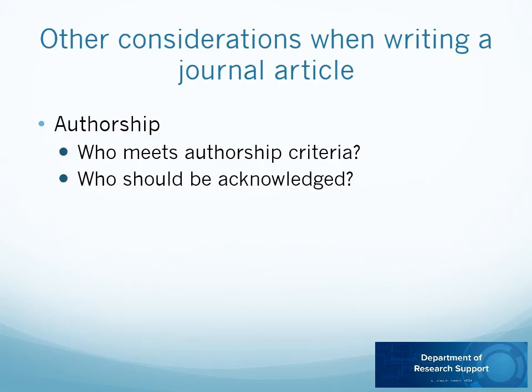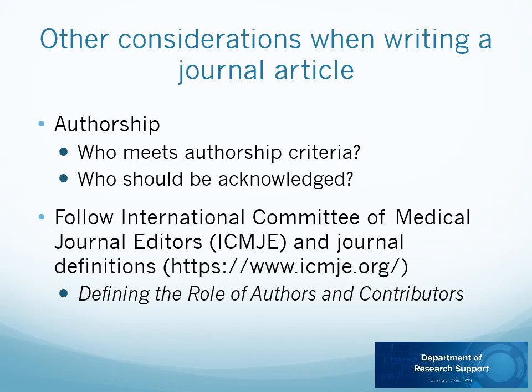When writing a journal article, there are additional considerations that you need to be aware of and make sure that they are addressed or included in your article. First, let's talk about authorship. Journals and professional organizations have very specific requirements for determining who can be an author of a journal article, and it is very important that you follow those current standards for authorship.